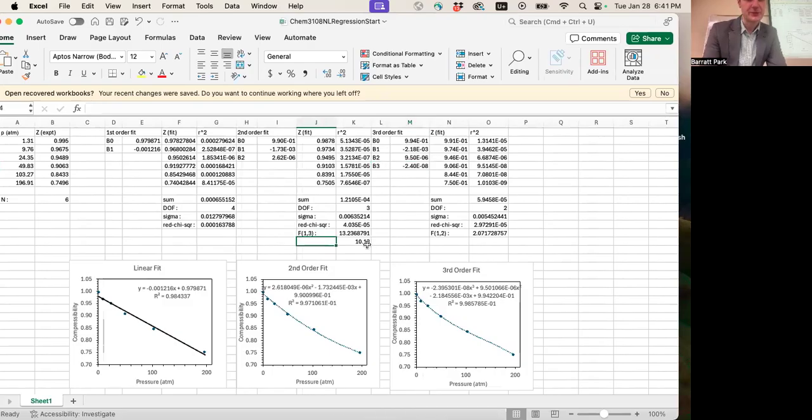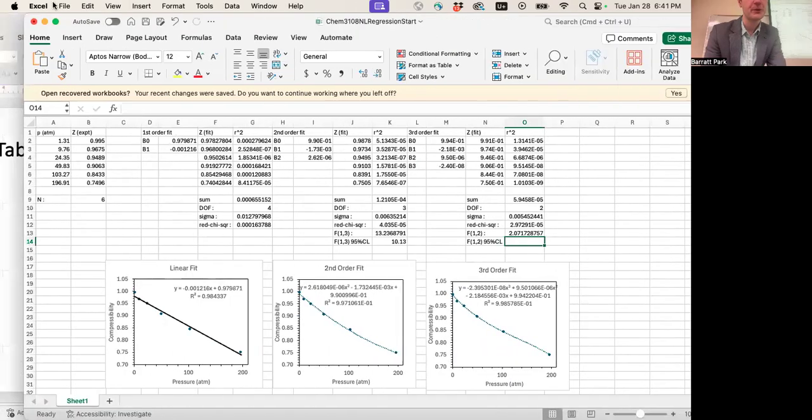So maybe I should have labeled this. So I can call this F13 for the 95% confidence limit. And then over here, it's going to be F12 at the 95% confidence limit. And what did I say that number was? 18 point something, 18.5.